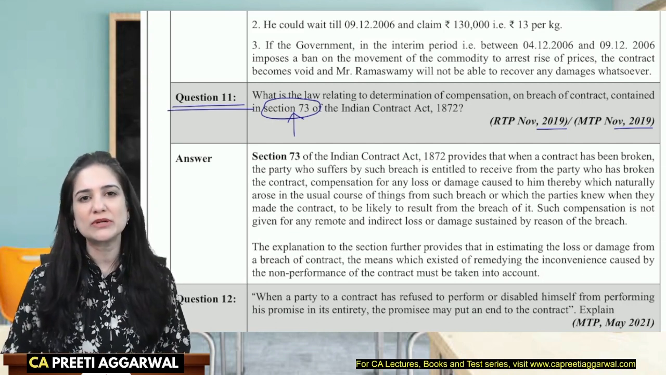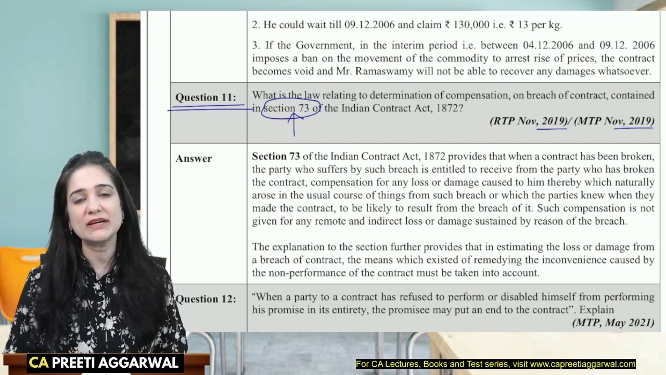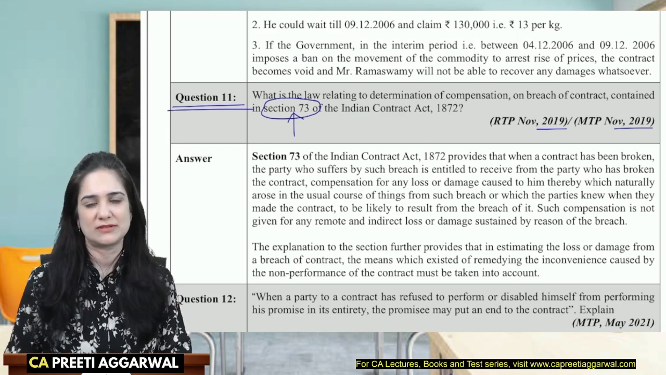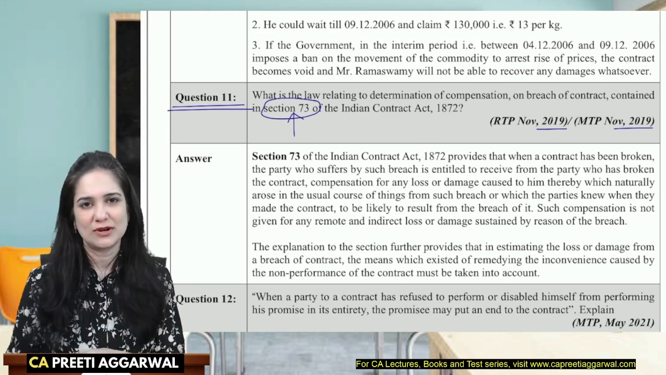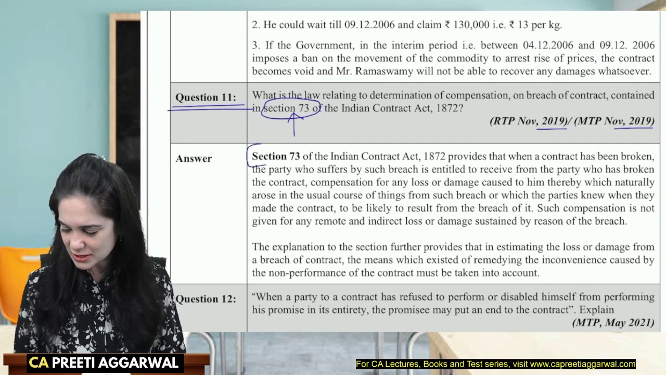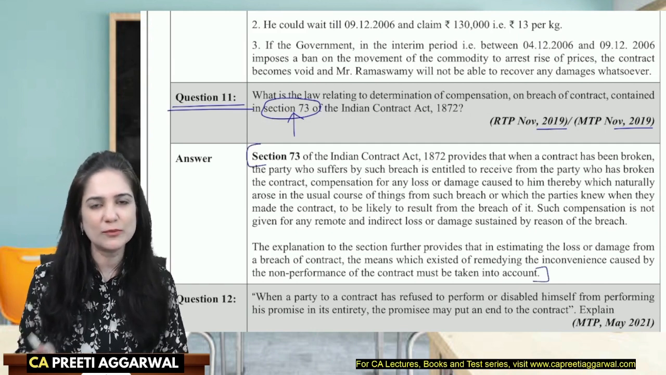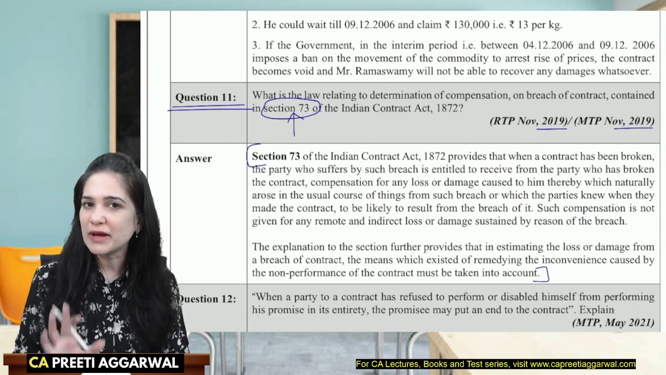But normally students, when they see section 73, they start explaining types of damages. That is not the expectation. The answer is only this much. Even if it is asked for a 5-mark question, you cannot write anything more than this. Don't write types of damages.